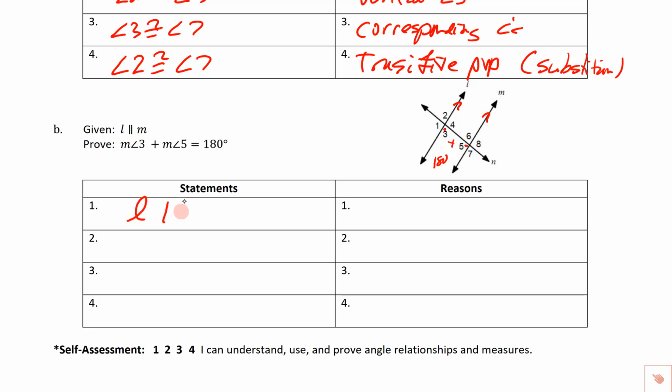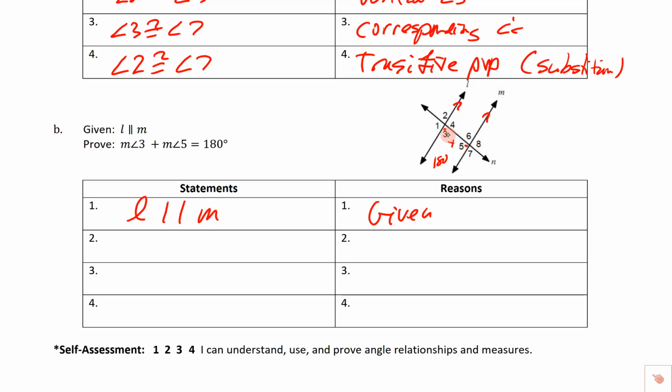Line L is parallel to line M, and that's a given. They gave that to us. We don't have to prove that or make any other statement about it. And we somehow want to make some statements that involve angle 3 and angle 5. So here's what we're going to start with.